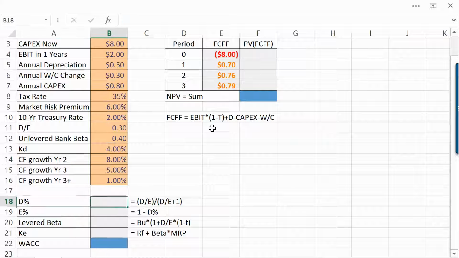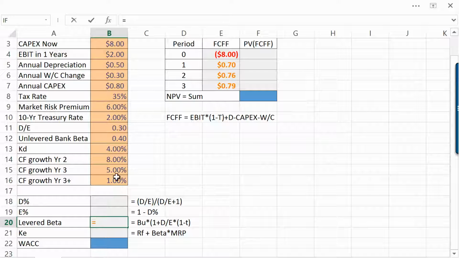Now this new project is going to have a D/E ratio of 0.3, tax rate of 35%, cost of debt 4%. So the first thing I'm going to do, I'll start down here. Let me actually get, and also we determined that the unlevered banking beta is 0.4. So the first thing I'm going to do is calculate cost of equity.